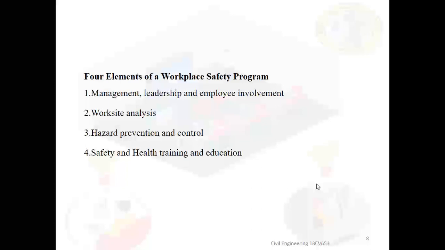Four elements of a workplace safety program: management leadership and employee involvement, work site analysis, hazard prevention and control, and safety and health training and education. So these are the four important elements of a workplace safety program. The first one is management, how we deal with the chemicals, proper leadership, and each employee's involvement. This is the first and foremost criterion.